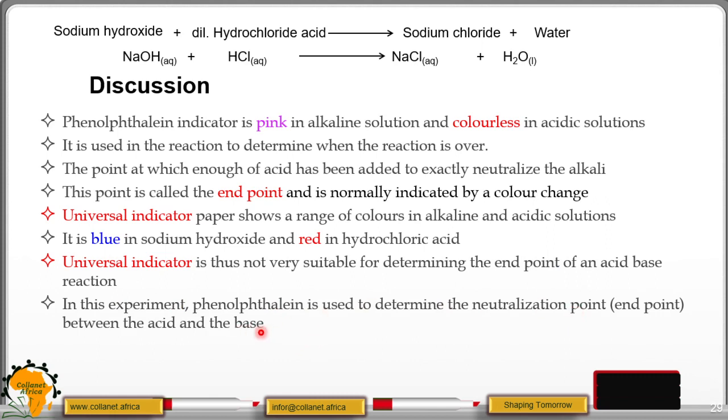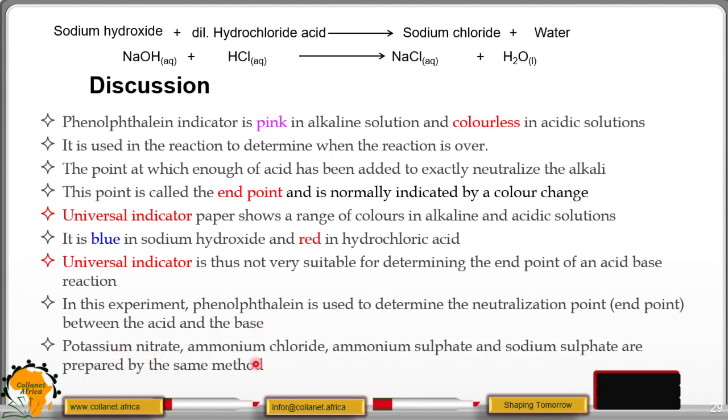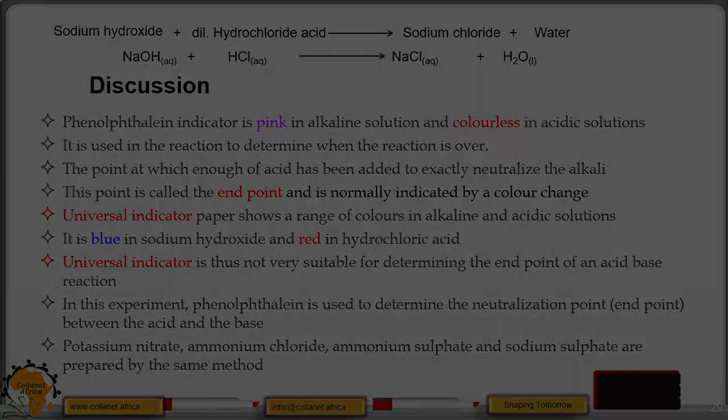The other salts, such as potassium nitrate, ammonium chloride, ammonium nitrate, ammonium sulfate and sodium sulfate, are prepared by the same or a similar method.